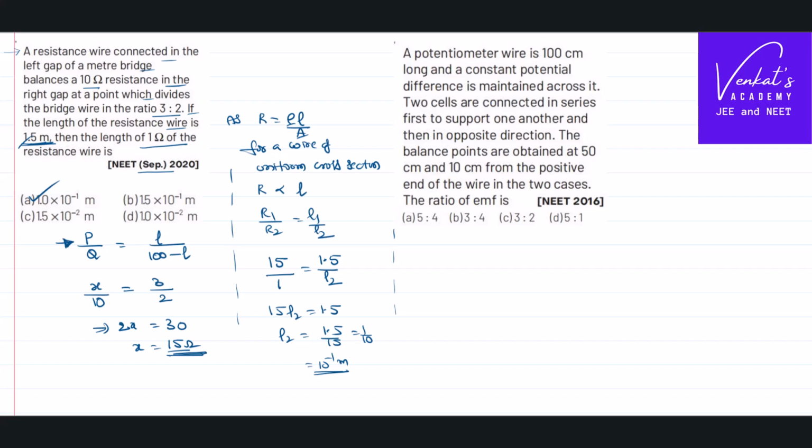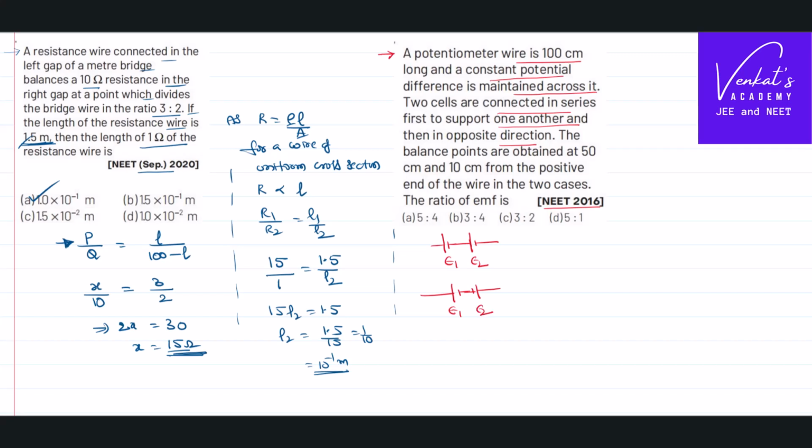Let us have a look at the next question, that is based on potentiometer given in NEET 2016. This is also a very simple question. A potentiometer wire is 100 centimeter long and a constant potential difference is maintained across it. That means there is a primary circuit, he meant to say basically. Two cells are connected in series, first in support to each other and then in opposition to each other. What he meant to say is, in the secondary circuit he has connected two cells, each one supporting each other, that means potentials add up. Whereas in the opposite case they were connected in opposition to each other.